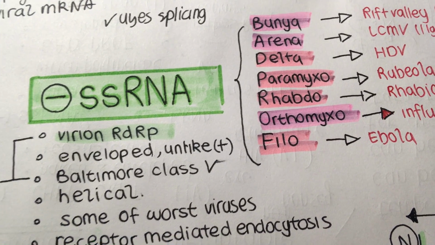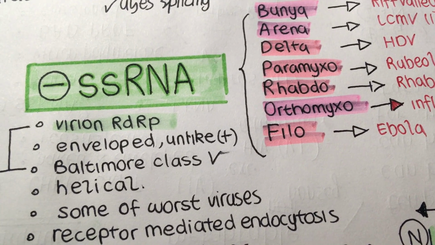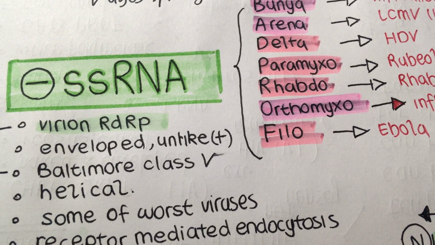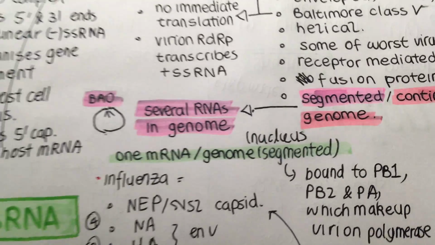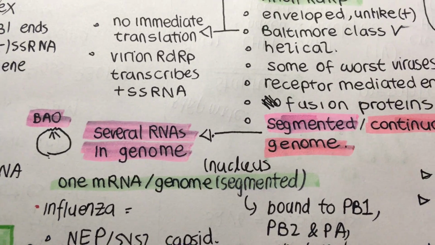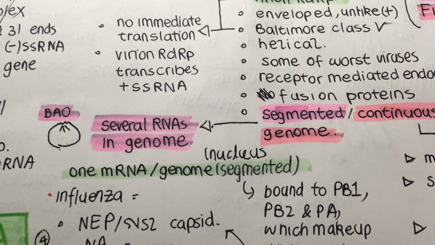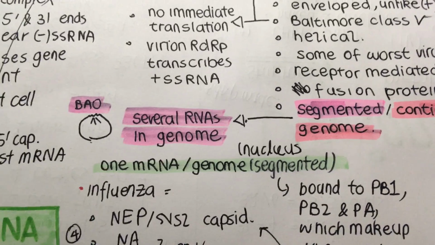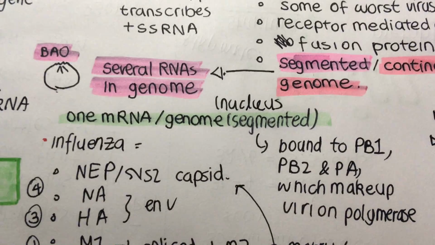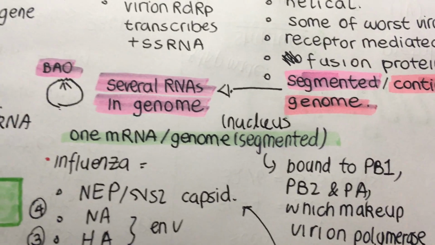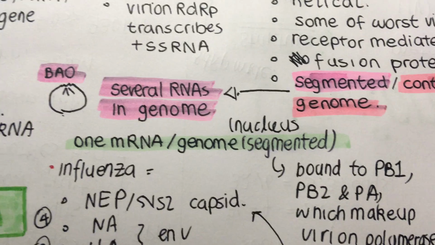And you can analyze them in two ways. They can have a segmented genome or a continuous genome. Segmented genome means there's several RNAs in the genome, and these refer to BAL, or Bunya, Areno, and Orthomyxo within this family. You can remember this as a segmented bun.